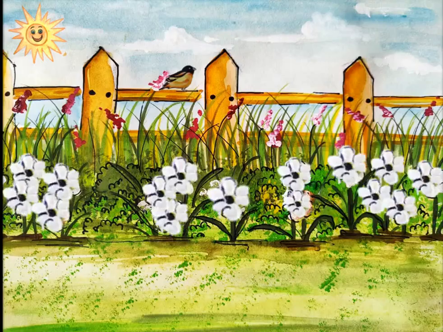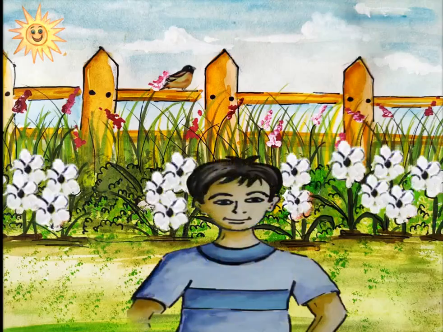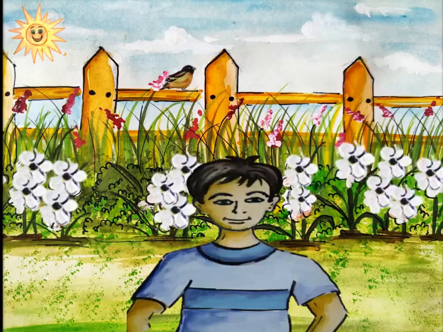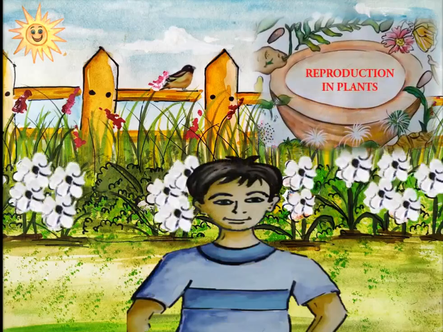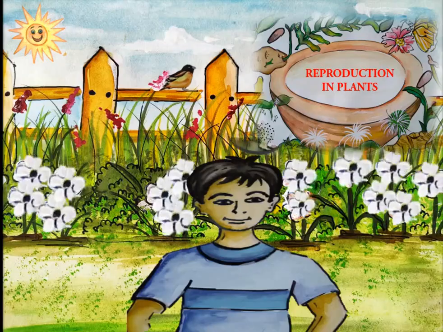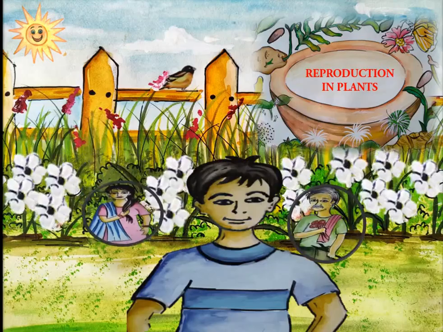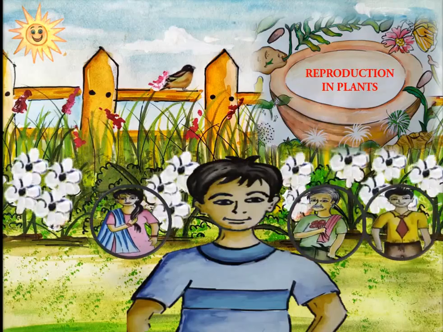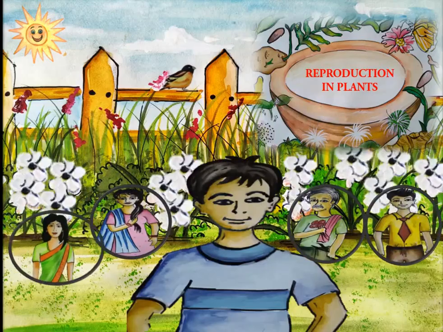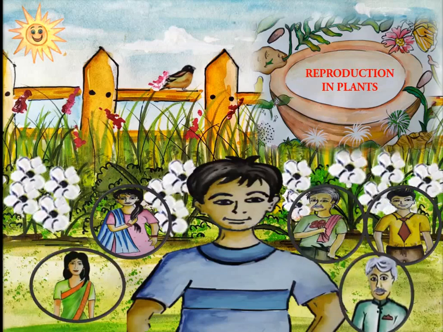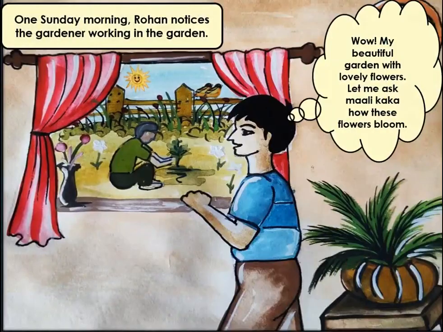Dear viewers, this is a story about an inquisitive child, Rohan, aspiring to enhance his knowledge on reproduction in plants. The story involves Malikaka, the gardener, Rohan's mother, Rohan's friend Anuj, Rohan's science teacher, and his principal. Here the journey begins. One Sunday morning, Rohan notices the gardener working in the garden.